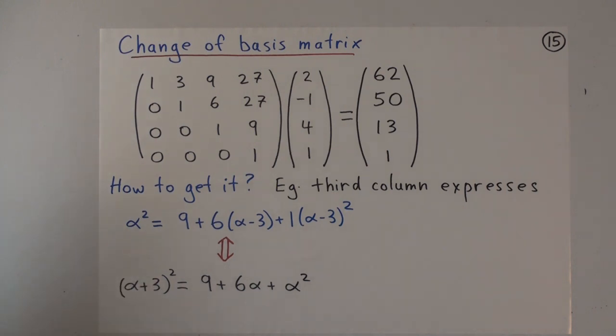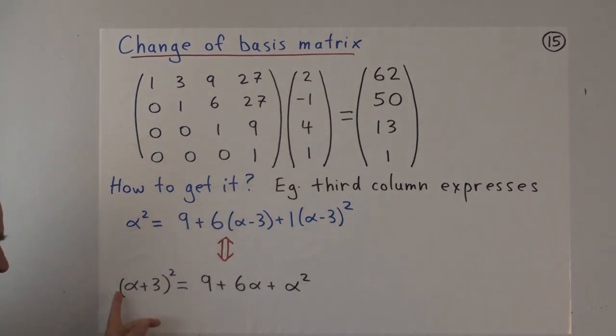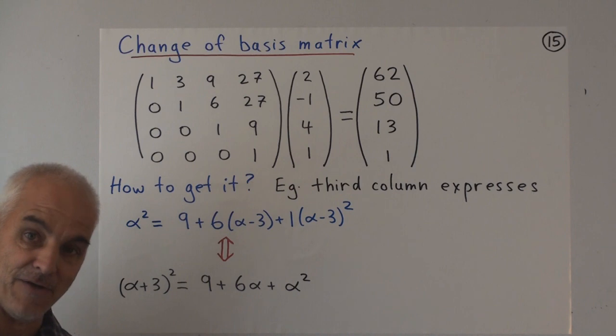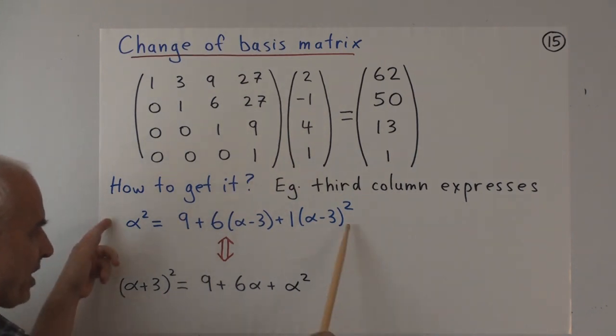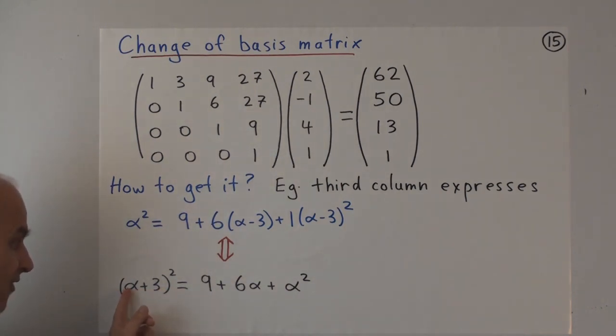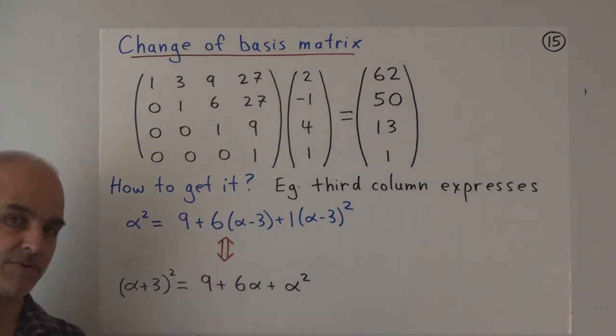And how did I get this thing? How did I know how to express alpha squared in terms of these? Well, I just went backwards from something that's a little bit simpler. I just worked out what (alpha plus 3) squared is in terms of the standard basis vectors 1, alpha, alpha squared. Because if I know this expression, then I can go from here just by translating by 3, by replacing alpha with alpha minus 3.